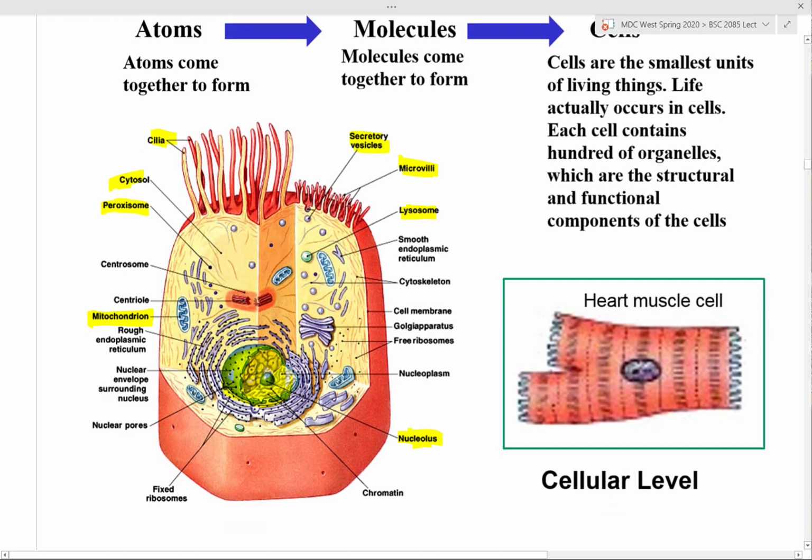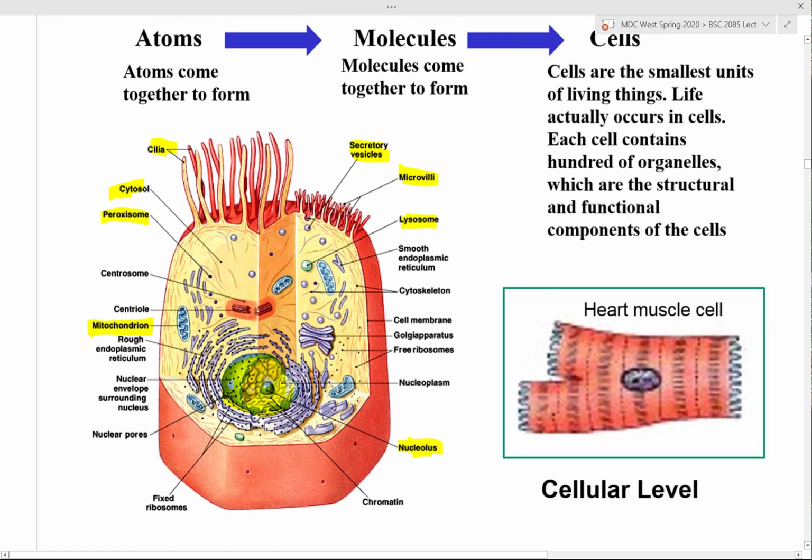So the next thing that I'm going to say is that you need to learn every single organelle within the cell, every single organelle and its main function. Okay? Don't stress. I have a table for it. So, when we talk about the cellular level, right?